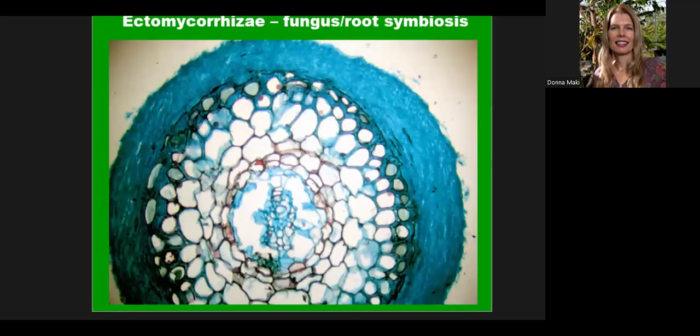Here's another image showing that very thick mantle growth, very dense and tissue-like. And then all the blue in between the cells is the Hartig net. And so you can imagine that creates a lot of surface area for exchange of chemicals and nutrients. So we'll talk more about that.